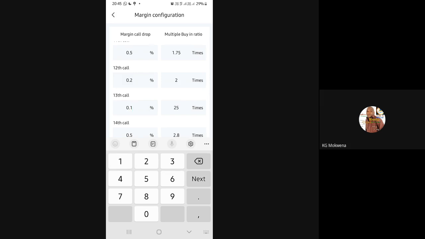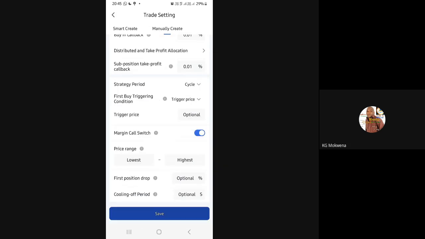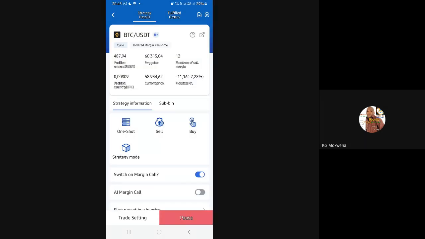Yes. And then you save at the bottom. This is Bitcoin. And then save at the bottom. Save. Yes. And what are we going to do? There's something that we need to do.